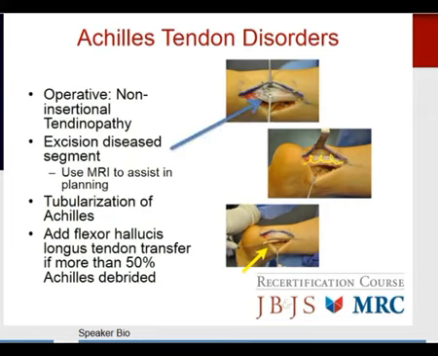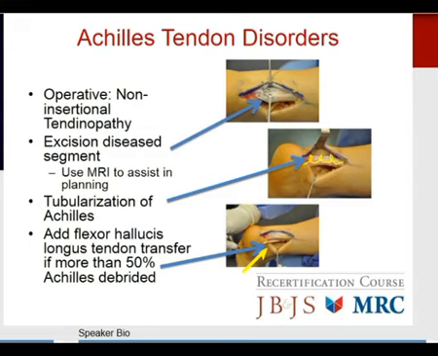We want to remove that diseased tendon and tubularize it, just like we did with the peroneal tendon. But if more than 50% is involved, in that case, we do a flexor hallucis longus tendon transfer to the level of the calcaneus, and that supplements our repair. Remember, FHL, Achilles, and peroneals. For flat foot, FDL, different tendon complexes because of it.